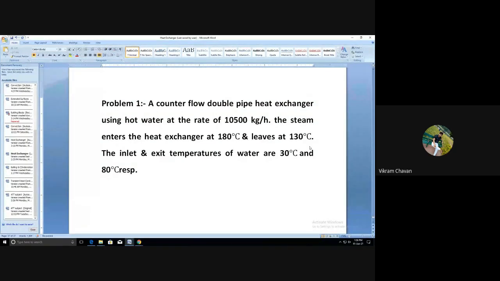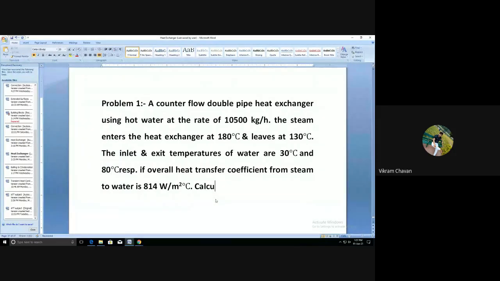If the overall heat transfer coefficient from steam to water is 814 watt per meter square degree Celsius, calculate the heat transfer area.